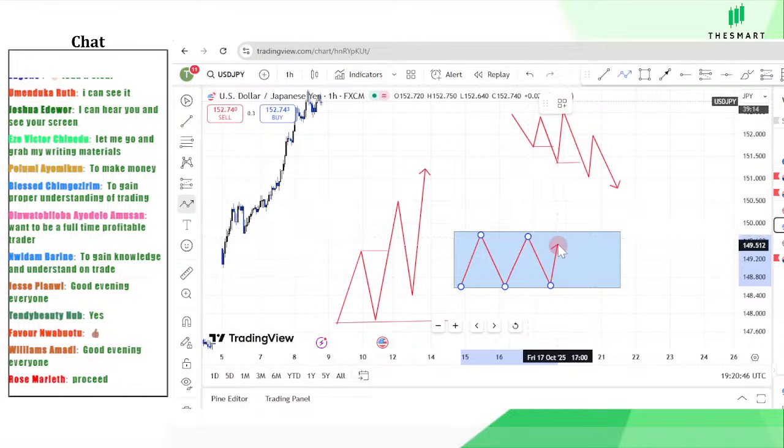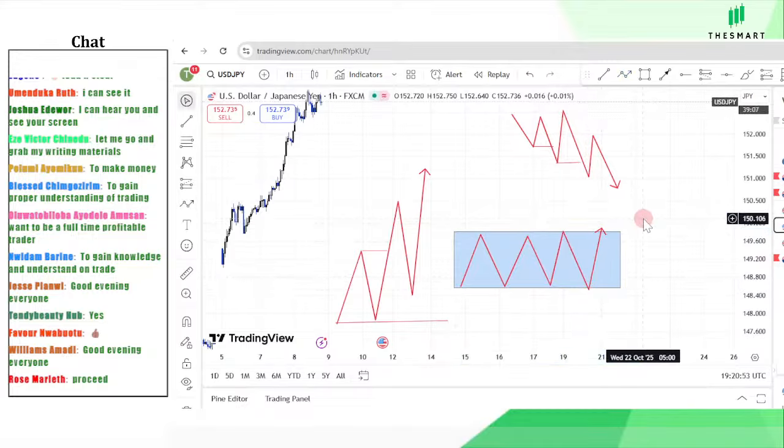So basically, there is no clear direction, or there is no clear breakout. The market is just within a particular zone. I don't know if you get.